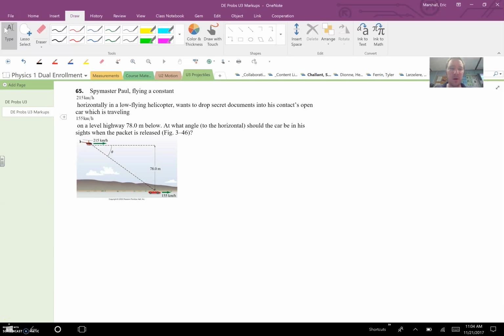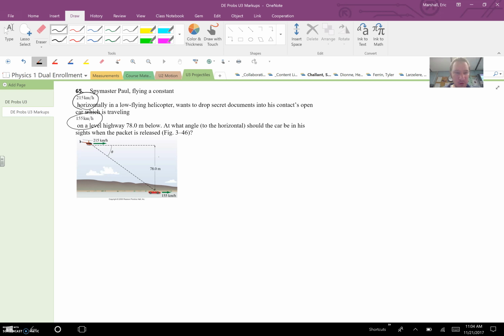All right, Spy Master Paul, flying at a constant speed, horizontally into a car that has a given speed. Okay, and it needs to fall 78 meters. So when we're looking for an angle, we do need to do some inverse sine, inverse cosine, inverse tangent stuff that falls into the realm of trigonometry, but I think we can handle it.